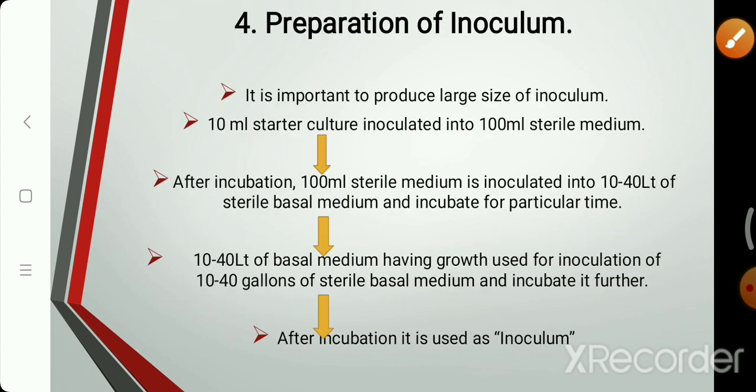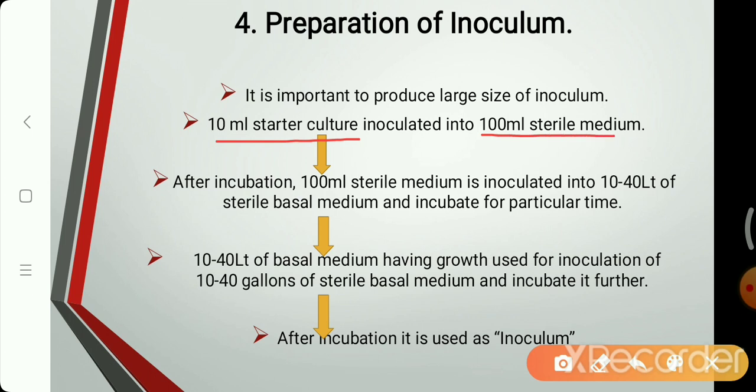Fourth step is preparation of inoculum. In this step, first of all, we will take 10 ml of starter culture. Starter culture here is our yeast cell, and we inoculate in 100 ml of sterile medium. Sterile medium that supports the growth of microorganisms, and we incubate for sufficient growth of yeast cells to take place.